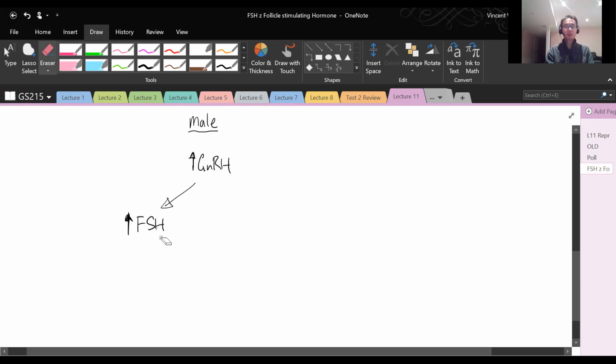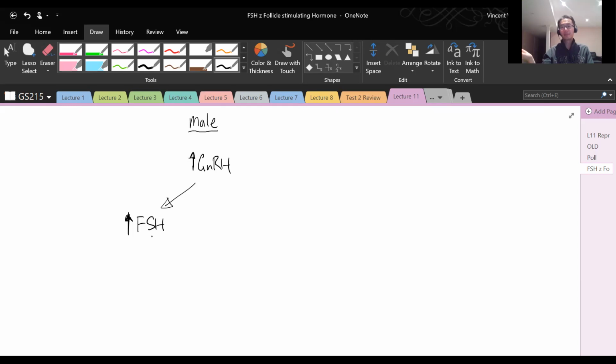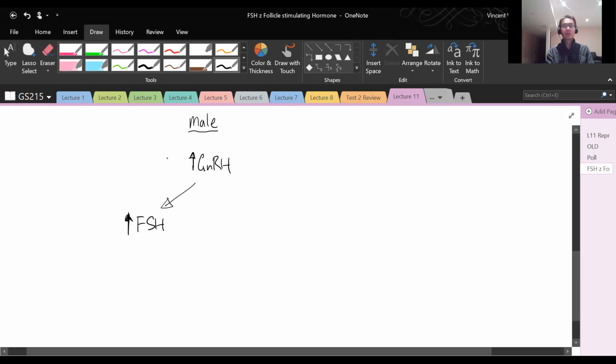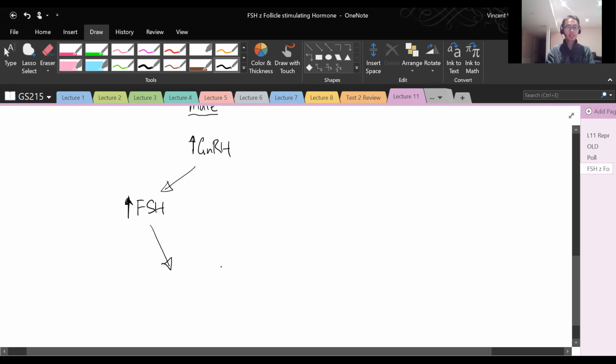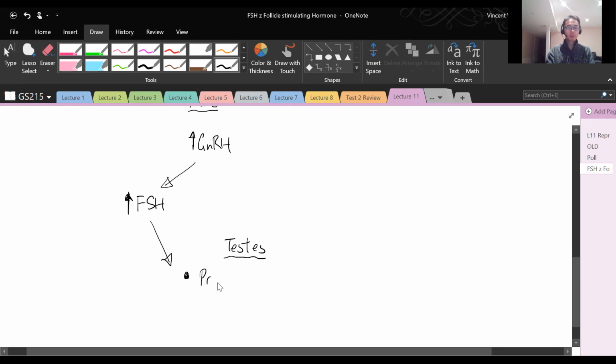So follicle stimulating hormone, right? Essentially, the follicle stimulating hormone in female stimulates oogenesis, right? The development of an egg. So in male, instead of oogenesis, that is going to stimulate spermatogenesis. So FSH is going to go to the testicles, in the testis, and promote spermatogenesis.